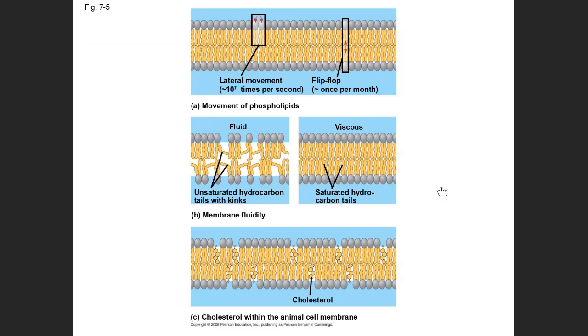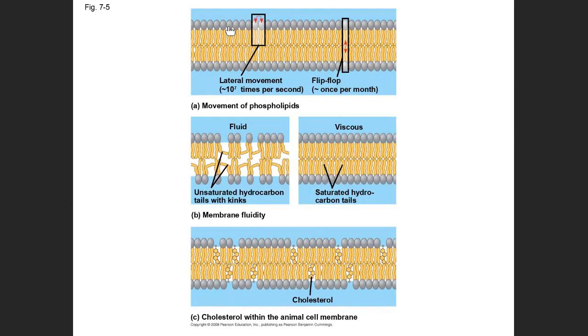They estimate about once per month there'll be a flip-flop, a transverse flip where a phospholipid in one of the layers flips over to the opposite layer. But when it comes to phospholipids just moving around laterally within the same layer, that happens a lot. So they are in motion, right? Because your membranes are actually very fluid, a lot more fluid than you realize.